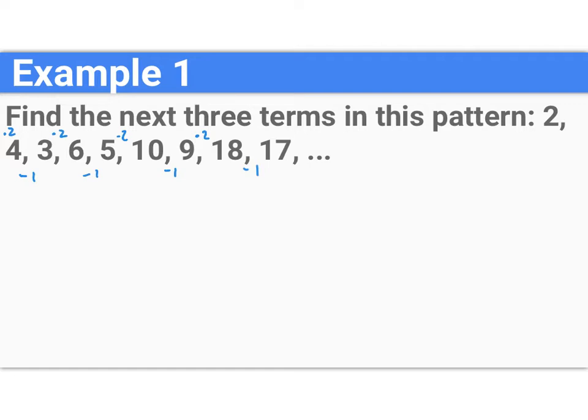So 17 times 2 is 34. Subtract 1 is 33. Times 2 is 66. And then subtract 1 is 65. Well, I found 4 terms in the sequence, and we only had to find 3. So follow the pattern. This is not your typical geometric or algebraic. These patterns are going to be a little bit different.